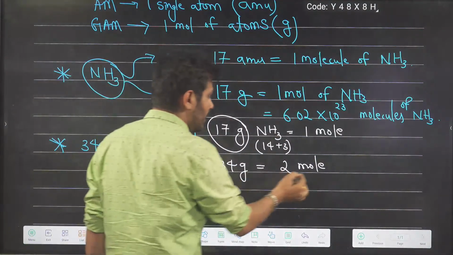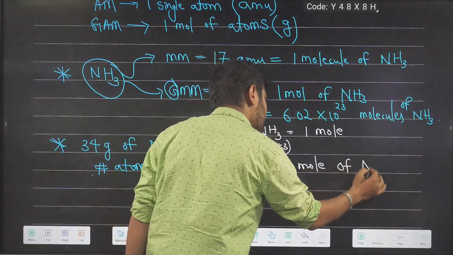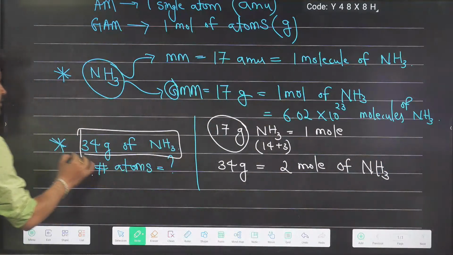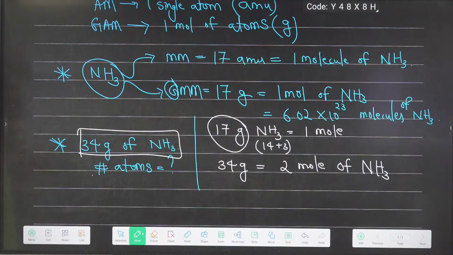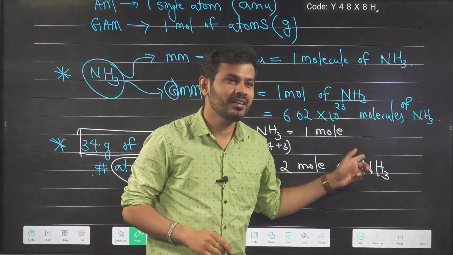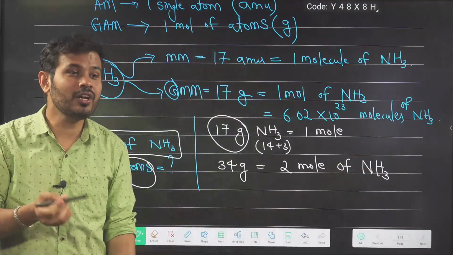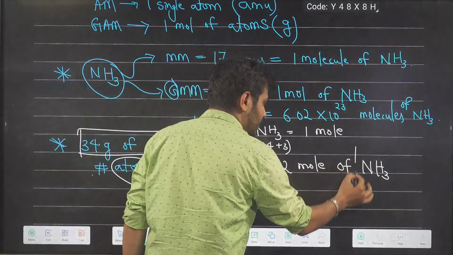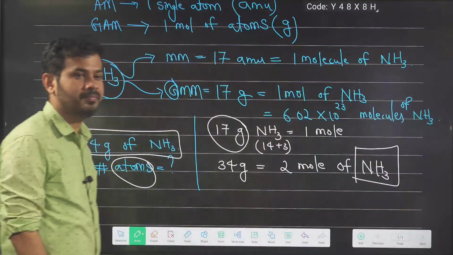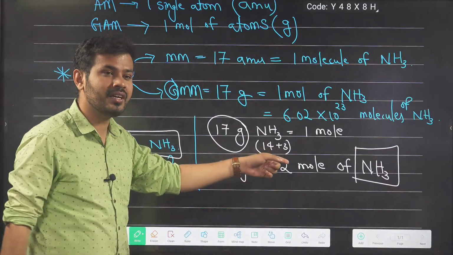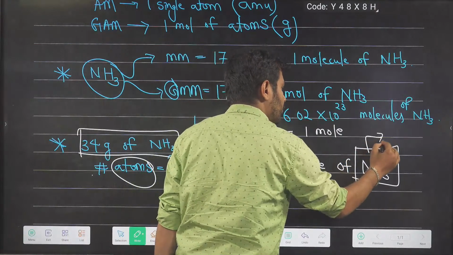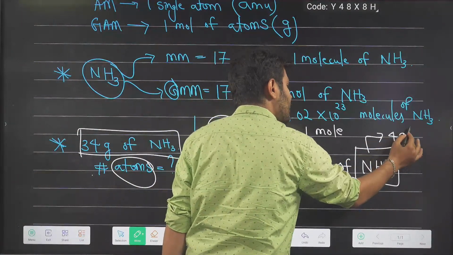34 gram contains 2 moles of NH3, because the question is all about 34 gram of NH3 that is with us. But what I have asked is how many atoms are there. Do you think NH3 is an atom? NH3 is not an atom. NH3 is a molecule. Now we have to calculate how many atoms are there. In one single molecule of NH3, how many atoms are there? 1 nitrogen atom, 3 hydrogen atoms. So one single molecule of NH3 contains 1 plus 3, total 4 atoms.